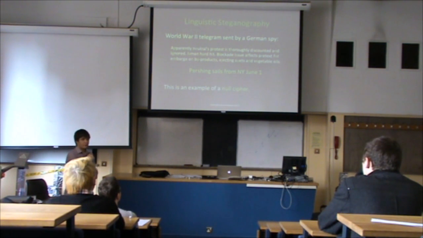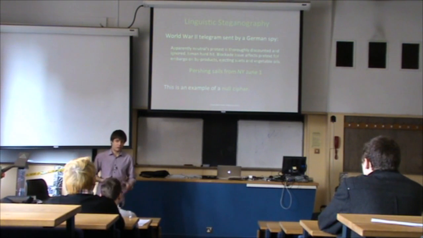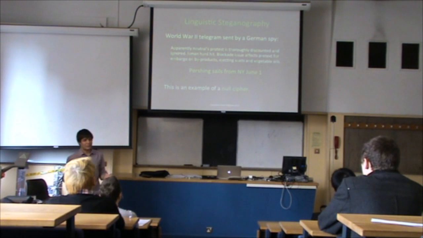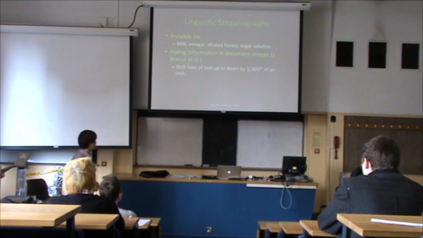So this is what's known as a null cipher. This method, where you just take X character of each word or something like that, is very nondescript. There's no specific indicator. That's what you call a null cipher.